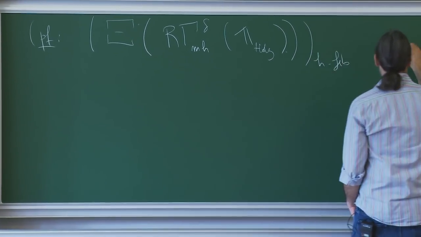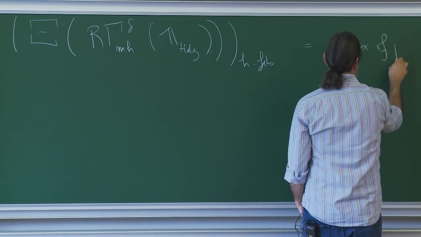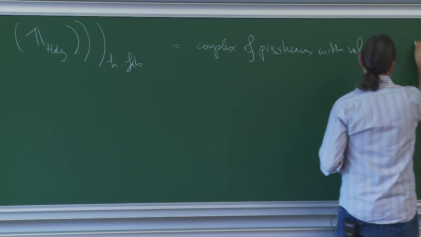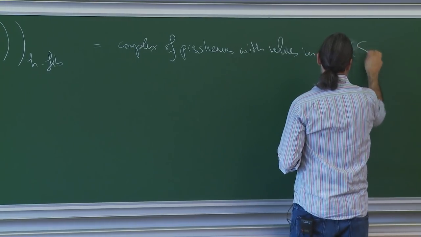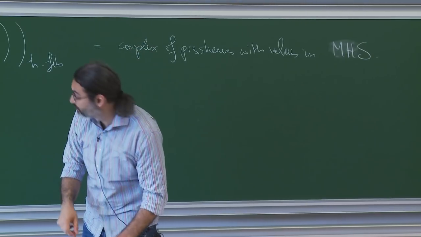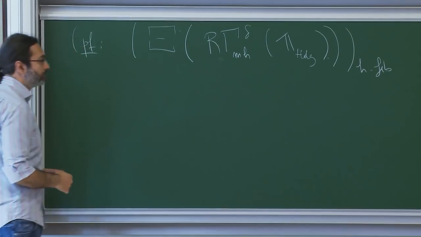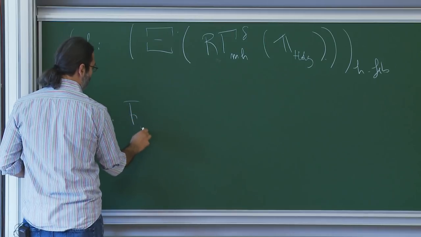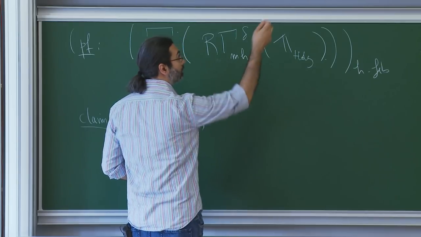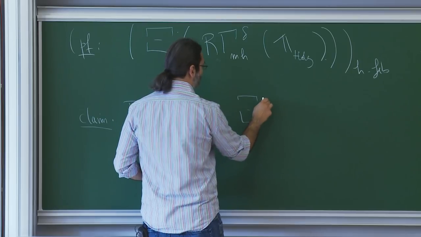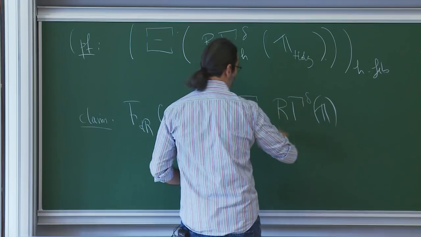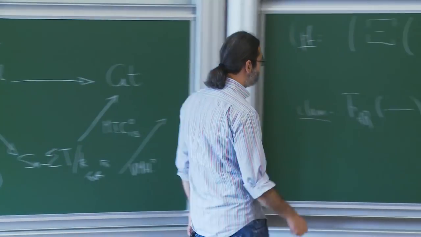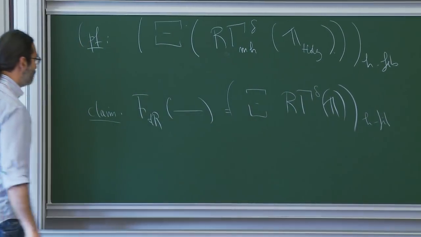So what is this really? This is a complex of presheaves on smooth varieties with values in mixed Hodge structure, simply because this guy takes value in mixed Hodge structure. And a claim is that if you apply f Rham to that thing, you get back the thing that I was considering previously. So this is maybe I'll just write it again. What is mod k is k vector spaces. Okay, so this is compatible with the previous one via the fiber functor f Rham.